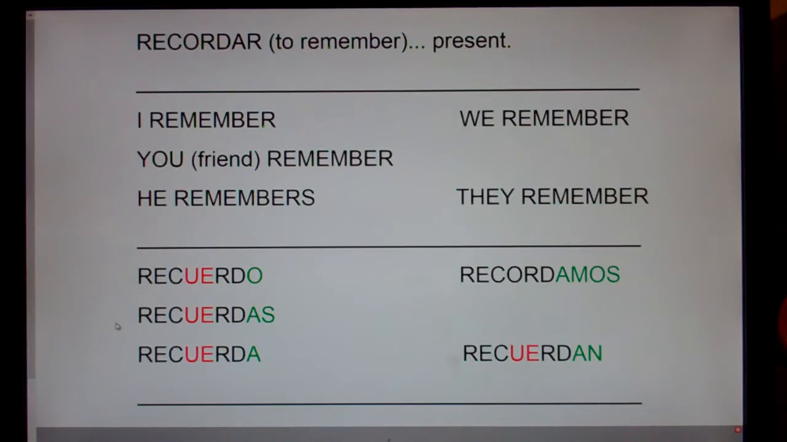You friend remember. Tú recuerdas. He remembers. Él recuerda. We remember. Nosotros recordamos.